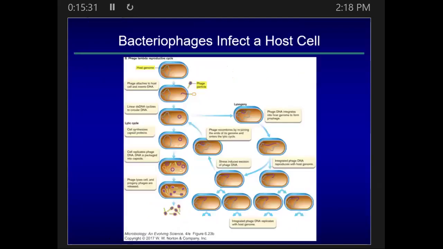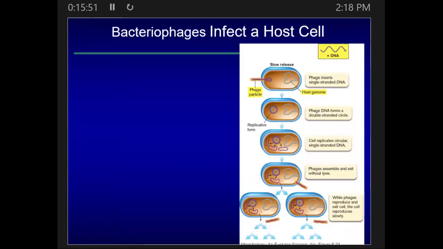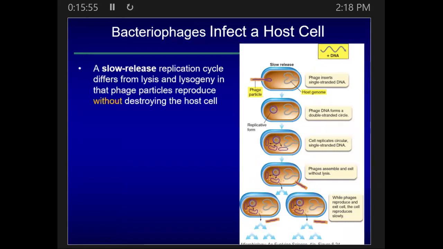This is another example of that, I think this is more from your current version of the book with more words on it for studying. So this is a good one to look at for studying, but it's basically saying the same thing. So here with this example, they're calling it a slow release replication cycle.